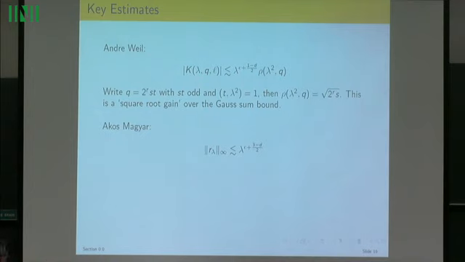However, that is infrequent. It's infrequently big. And Ákos Magyar tells us that the minor arc term is indeed very small. So it is the row that contributes the arithmetic feature of the estimate.